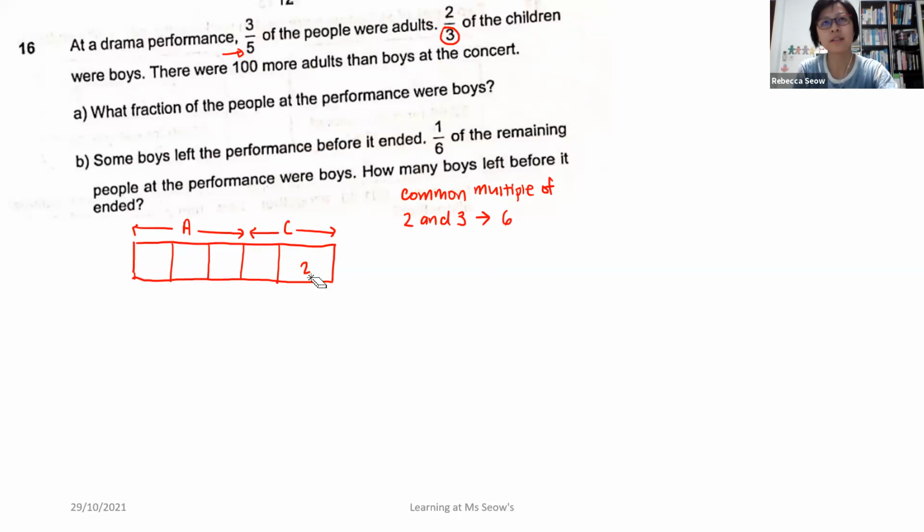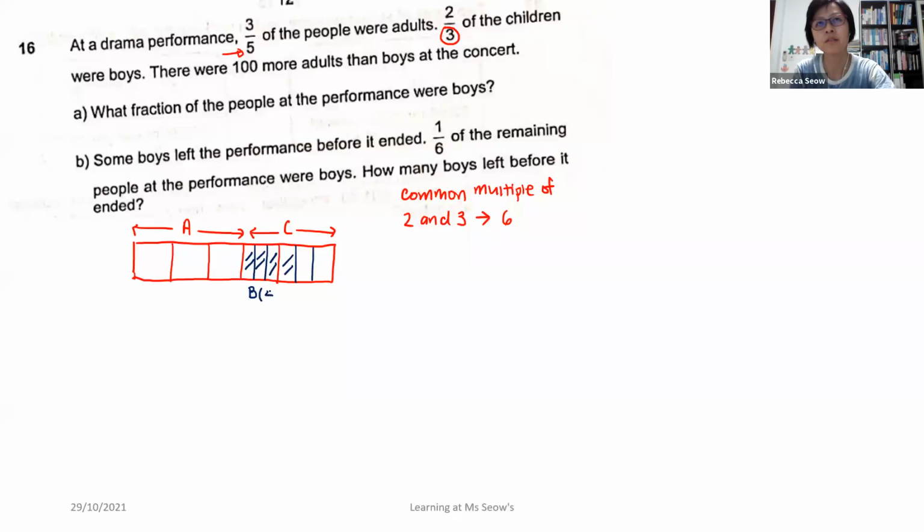Let's split the units of children up into 6. So for each big unit that we have for children, I'm going to split into 3 smaller units. Okay, so now from here, I have 6 smaller units. Looks like I can divide this into thirds. So this would be 1/3 of the children. This would be 2/3 of the children. And this would make up boys.